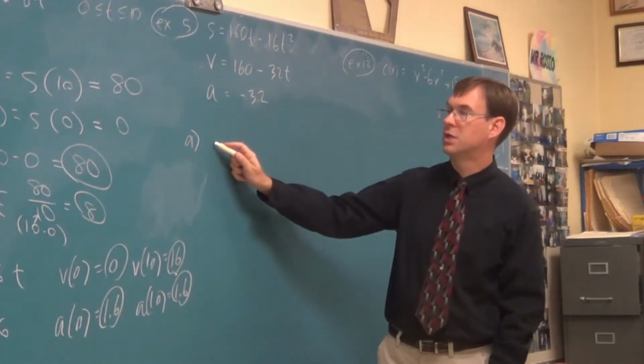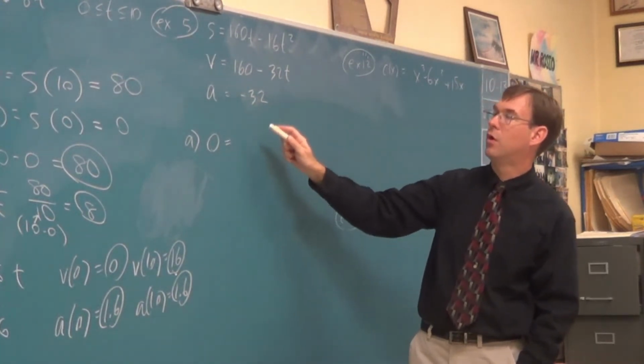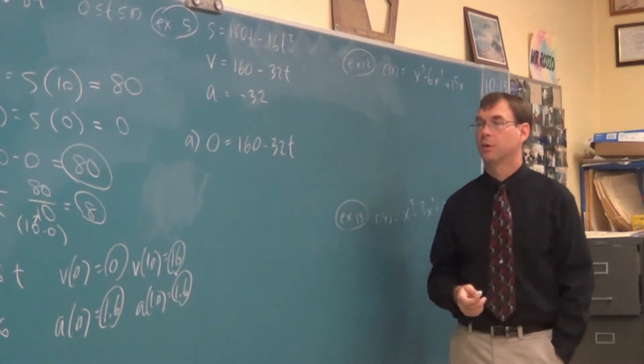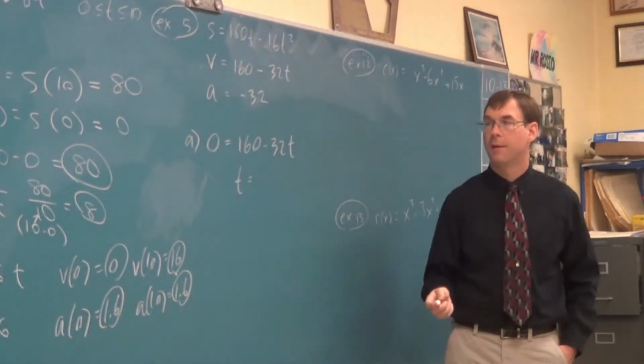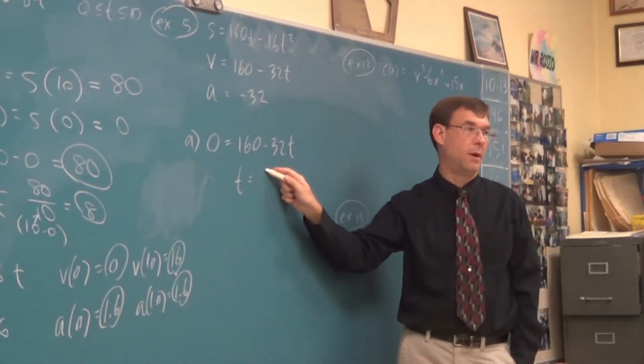Velocity is 0. So I'm going to go to the velocity equation and put a 0 in where velocity lives, and then let algebra take its course. If you solve that for time, what time is going to show up?